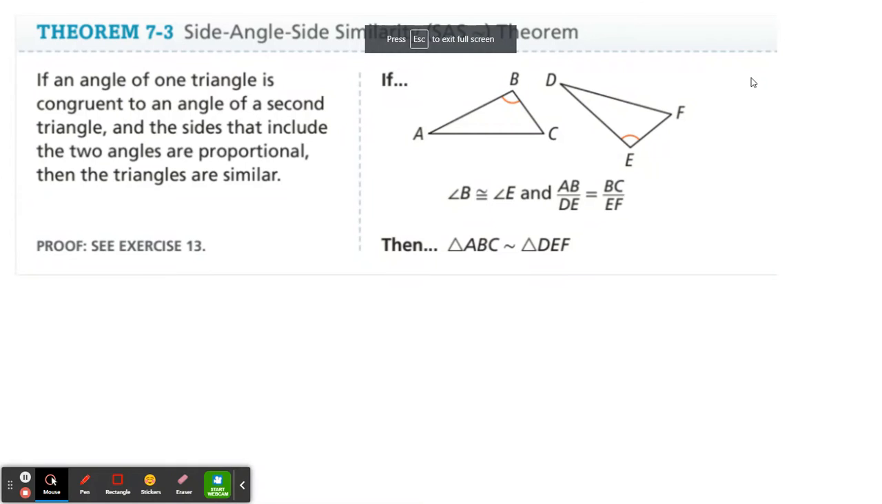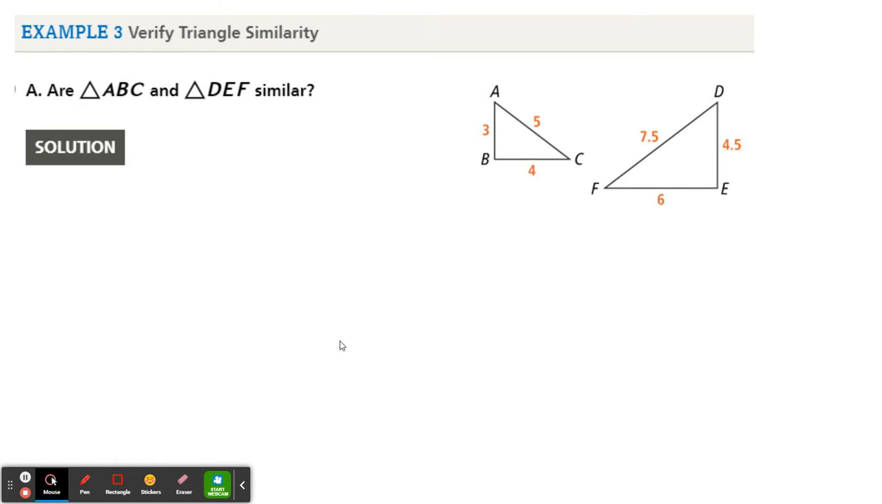All right, geometry, back to lesson 7.3, video 2. So let's do some problems, right? Enough of this nonsense talk. Let's do some problems. So are triangle ABC and triangle DEF similar, right?